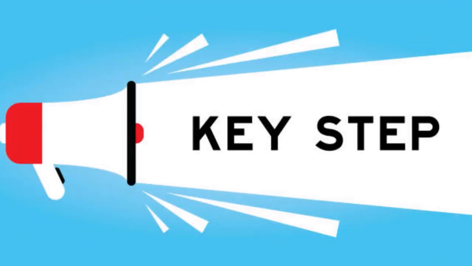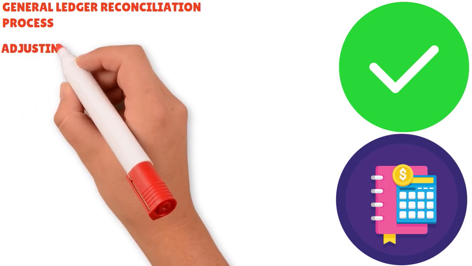Let me give you a few key steps to a proper general ledger accounts reconciliation. First, you want to gather information. Next, you want to compare beginning and ending account balances. You want to reconcile all transactions posted to the general ledger accounts. You want to adjust journal entries. You want to review any adjustments and reversals made. And you want to review the adjusted trial balance.